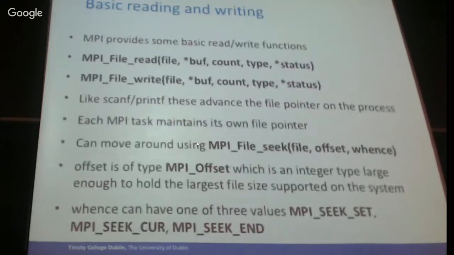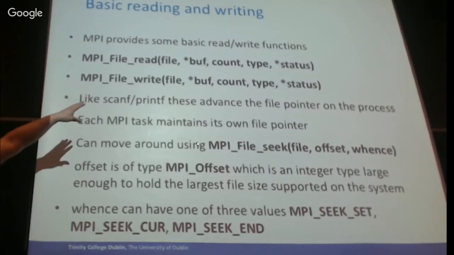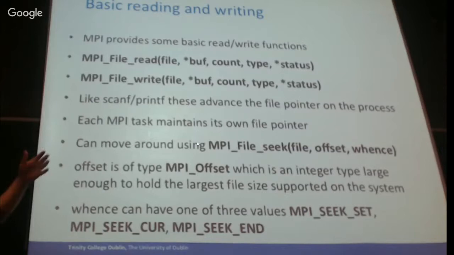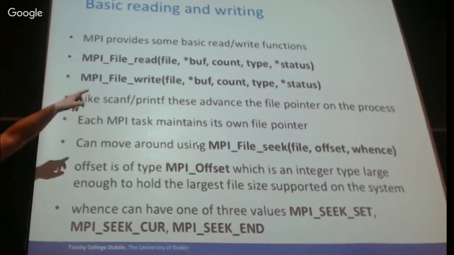In terms of reading and writing, there are MPI_File_read and MPI_File_write, and they're exactly as you imagine them to be. There's a file handle, there's a buffer where you want to put the data, and you tell it how many MPI_INTs or how many MPI_DOUBLEs you want to read, and then you have your normal MPI_Status object at the end.